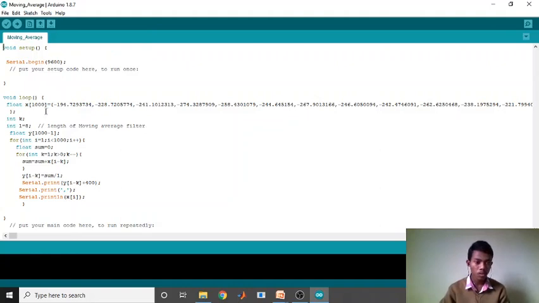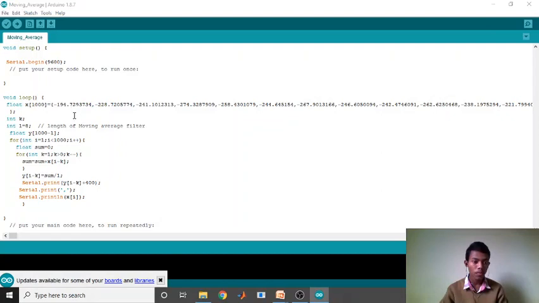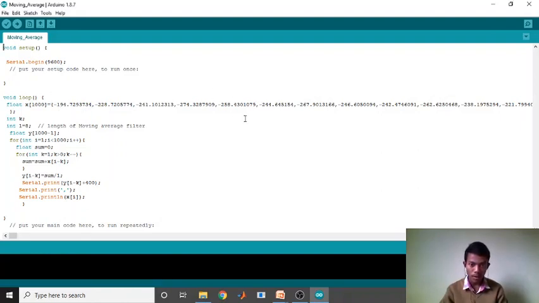This is our input signal, float x of 1000. I am taking 1000 samples, x of 1000. These are the input sample values. I am fixing the length of my moving average filter as 8, so int L equal to 8. This is the output. Since we need L points to compute the moving average filter, I am starting with i equal to L. If my moving average length is 8, I will start at the 8th location, take the previous 7 samples, and compute the average.